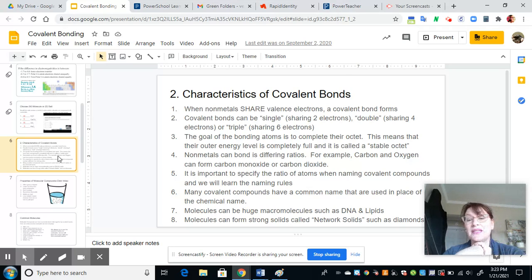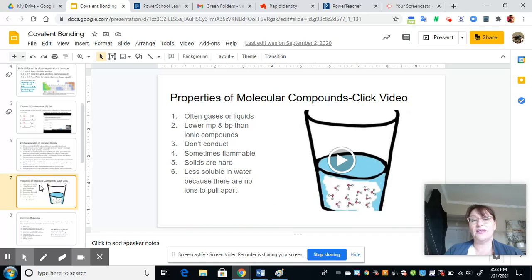Also, molecules can be solids. They call them network solids, like diamonds, and they can be liquids sometimes, and they can be gases. So there's a wide range of physical states that covalent compounds can exist in.